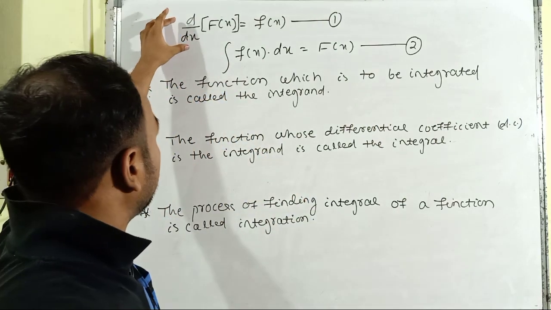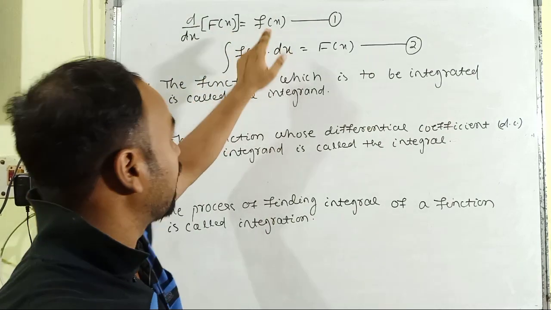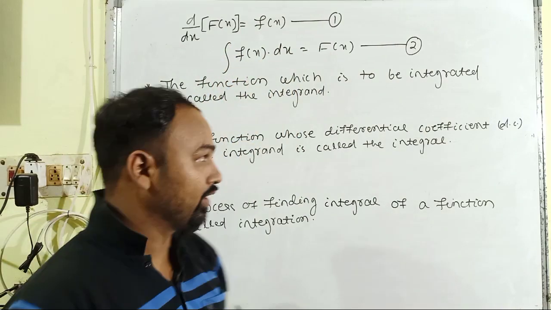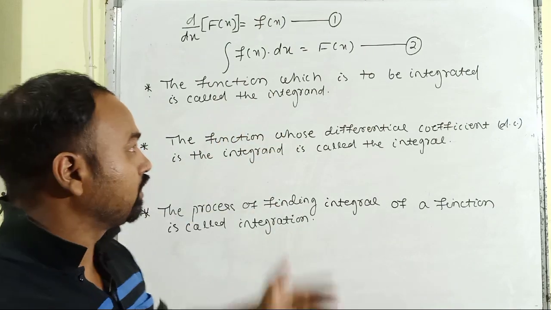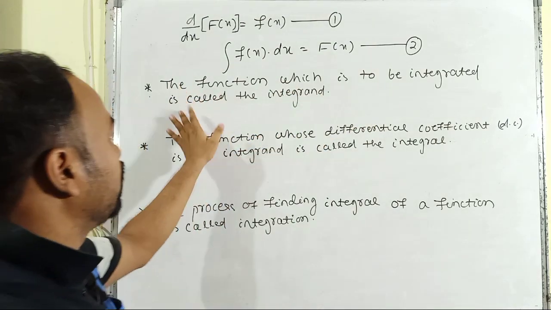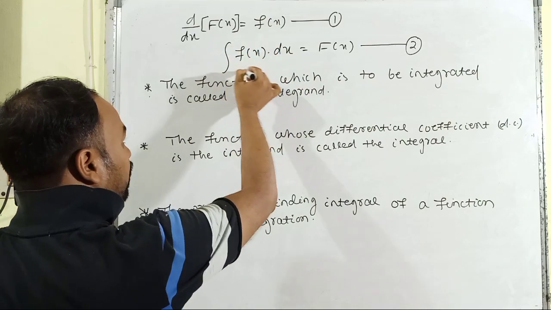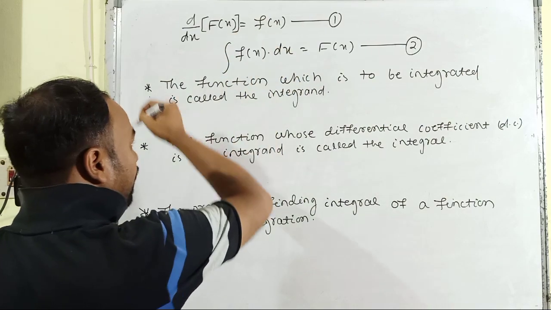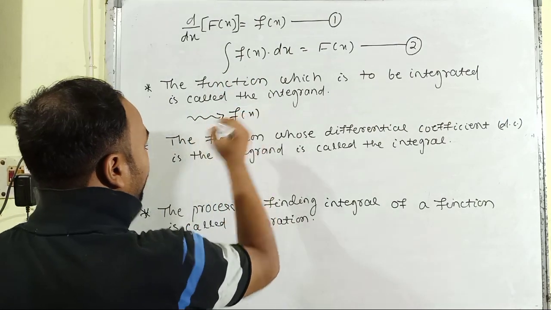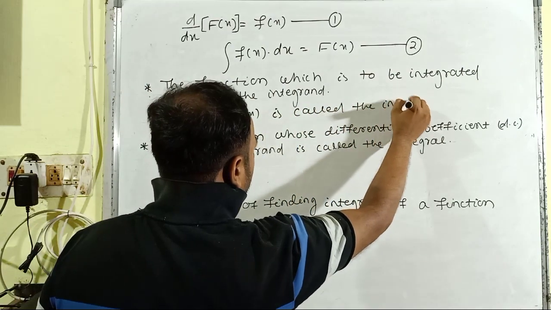So the differentiation equation tells that the derivative of capital F of x is equal to small f of x, and the other equation tells that the integral of small f of x is equal to capital F of x. So let us take some of the fundamental words behind integration. The function which is to be integrated is called the integrand, and you can see that the small f of x function is to be integrated. So small f of x is called the integrand.